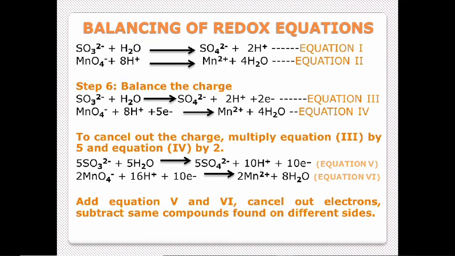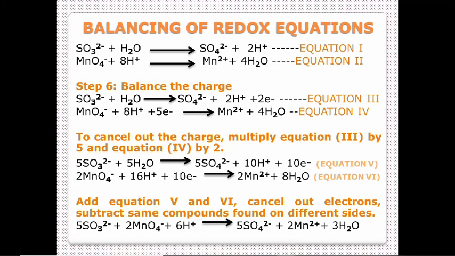So in combining equation 5 and 6, we have 5SO3 2- plus 2MnO4- plus 6H+. That's what we have on the reactant side. Then we now have on the product side 5SO4 2- plus 2Mn2+ plus 3H2O. And this gives us our balanced equation. Now let's check it out to ensure it's balanced.